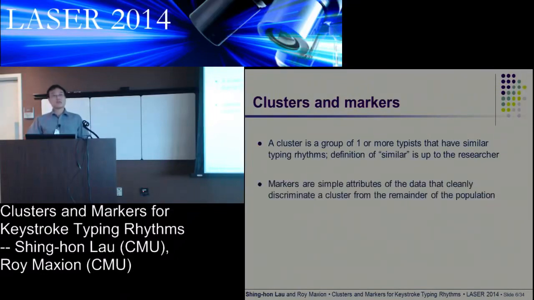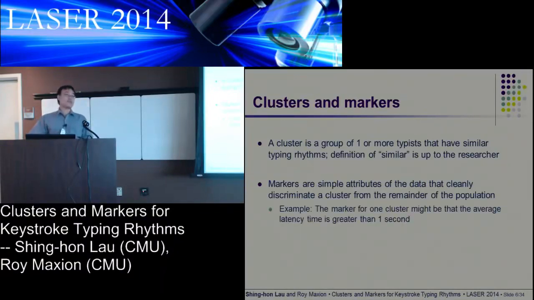When I talk about a marker, what I mean is some simple attribute of the data that cleanly discriminates a cluster from the remainder of the population. It's critical that it is both simple, so that you can readily understand it, and that it perfectly discriminates the population.